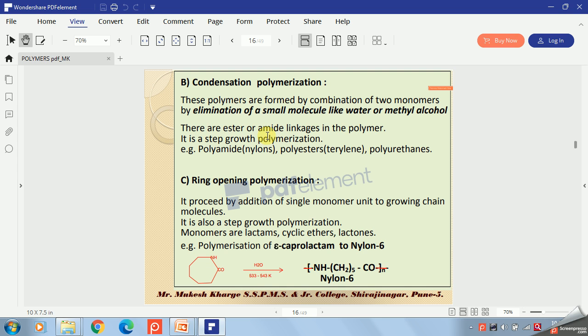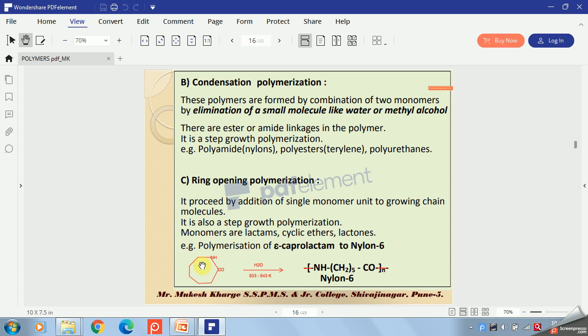The next one is ring opening polymerization. It is a process by addition of a single monomer unit to growing chain molecules, and it is also a step growth polymerization. For example, monomers like lactams, cyclic ethers or lactones are involved. Let us see the example: polymerization of epsilon caprolactam to give the nylon 6 polymer.